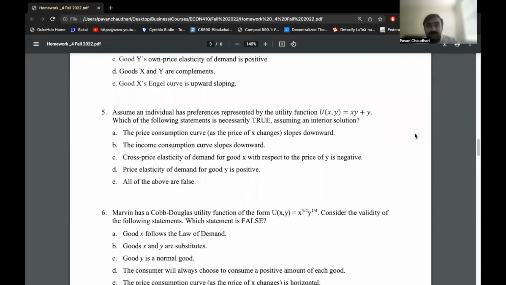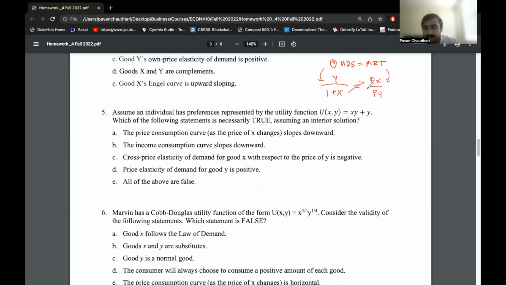Question number 5 is very similar to question number 4, except we have to find the demand functions ourselves, right? So here, let's find the demand functions. We do this convex, so we do MRS equals MRT. We do the MRS, we get y over 1 plus x, equal to px over py.